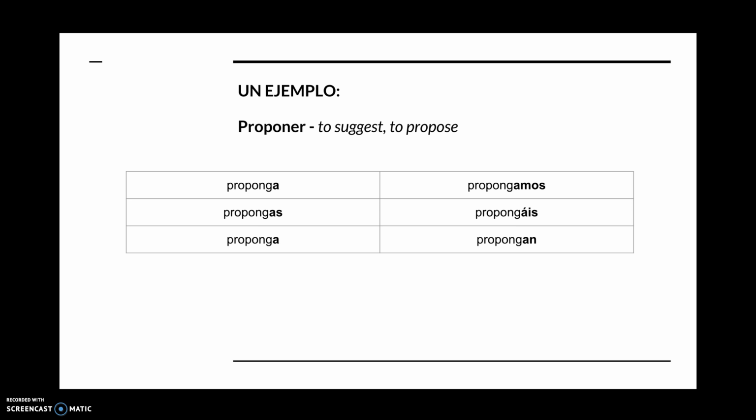So we end up with proponga, propongas, proponga, propongamos, propongais, and propongan. If you have any questions as to how to go about this, please raise your hand and call me over. Once you're ready, pausa el video, conjugate el verbo tener en el presente del subjuntivo in the middle of page 3. And once you're ready to move on with those little wonky things we need to know about, make sure you're ready to move forward.